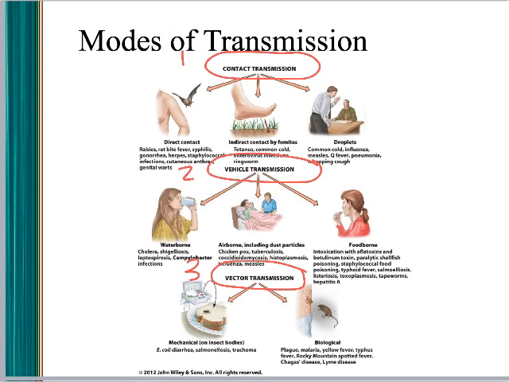The second one is indirect by fomites. That means that maybe you step on a rusty nail, and that has the bacteria that causes tetanus in it. And then the third one for contact is droplet. So someone is in your face and they cough or sneeze on you, so they actually get the droplet on you.